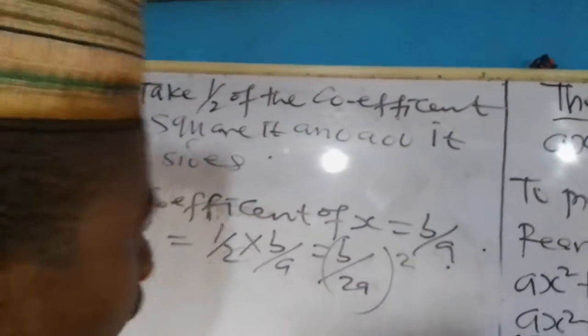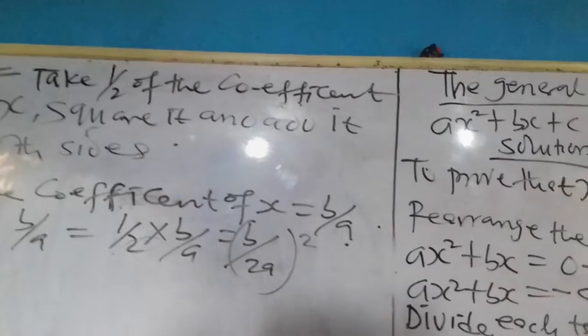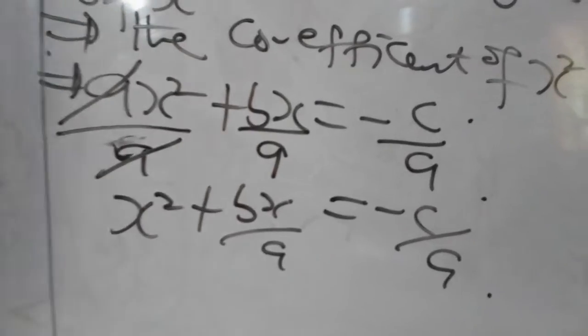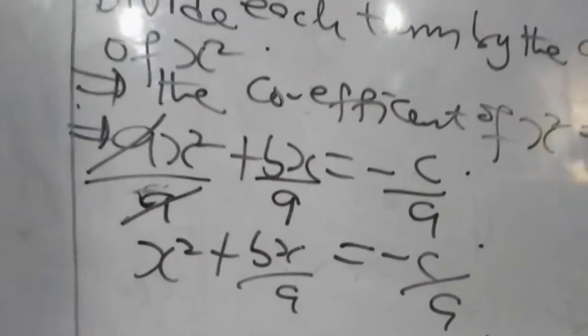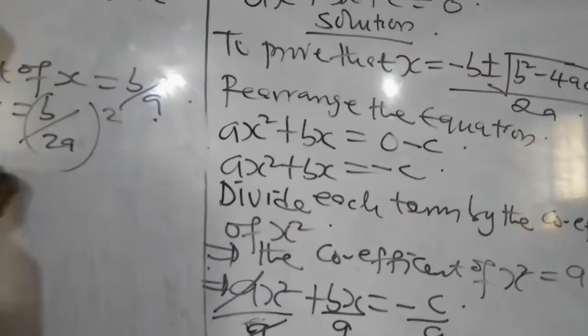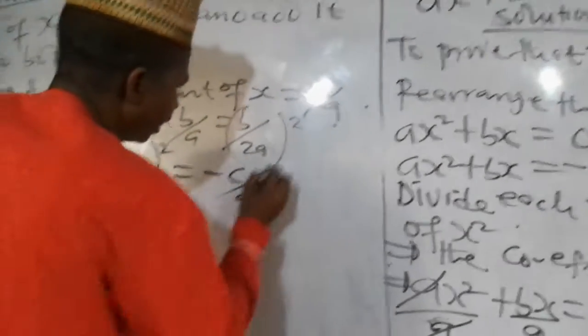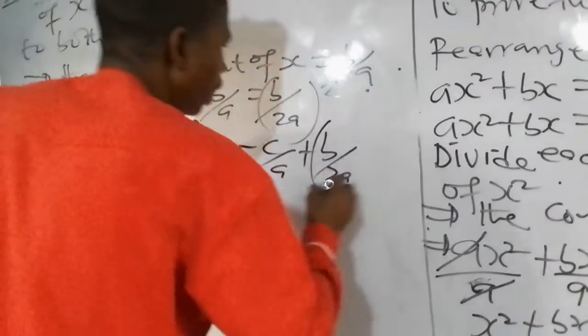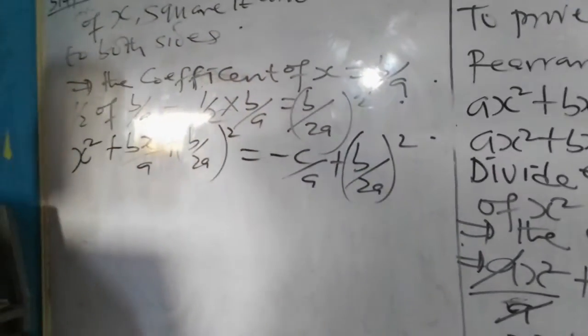We now add it to both sides. Let's recall our equation. The equation is x squared plus b over a times x, plus b over 2a squared, equals minus c over a. We are going to add b over 2a squared to both sides. We square it and add it.